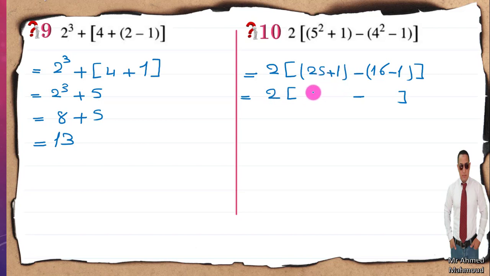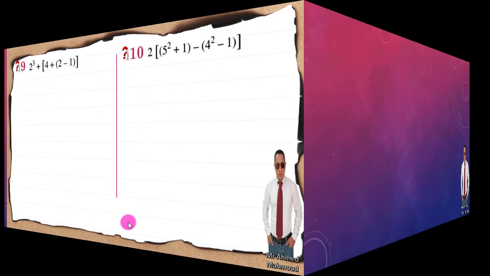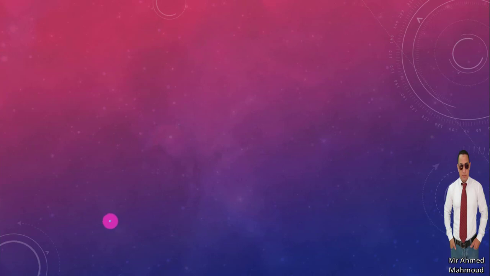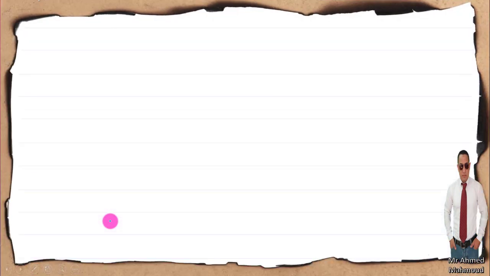25 plus 1 equals 26. 16 minus 1 equals 15. Now this bracket, 26 minus 15, 2 times 26 minus 15 equals 11. Finally, 2 times 11 equals 22. Don't forget, you can check the calculator each time.